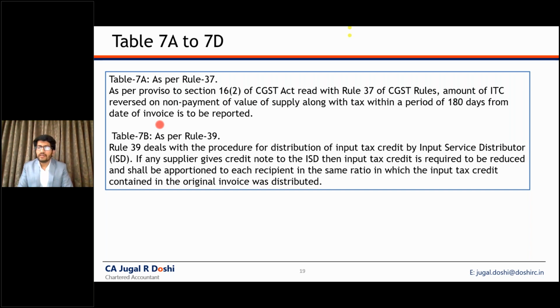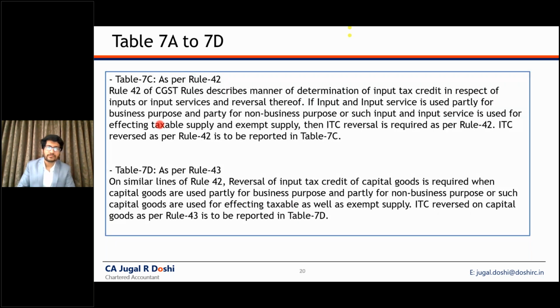Remaining amount of ITC I have to reverse under Rule 37. Rule 39 deals with the procedure of distribution of ITC by input service distributor. Any reversal due to input received from an input service distributor should be shown in Rule 39. Rule 42 talks about reversal when an input is used for both a taxable supply and an exempt supply.